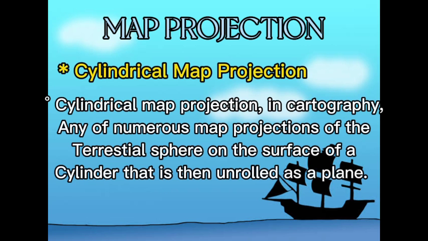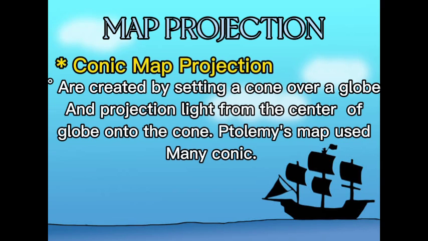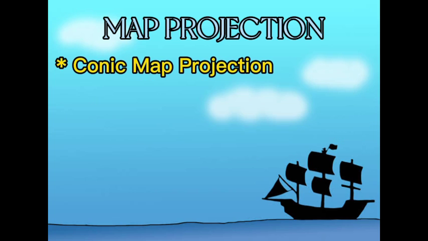I will discuss first the cylindrical map projection. Cylindrical map projection, in cartography, is any of numerous map projections of the terrestrial sphere on the surface of a cylinder that is then unrolled as a plane. Next is conic map projection. Conic projections are created by setting a cone over a globe and projecting light from the center of the globe onto the cone. Ptolemy's maps used mainly conic projections.